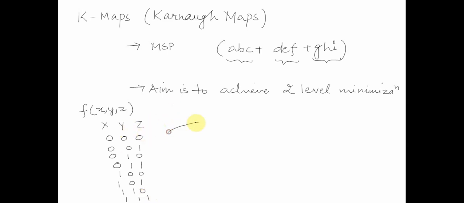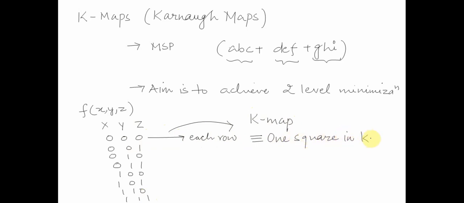When we try to convert this truth table to a K-map, we simply say that each row of a truth table maps to one square in the K-map. And there are a few other properties. Adjacent squares in a K-map differ by only one variable.